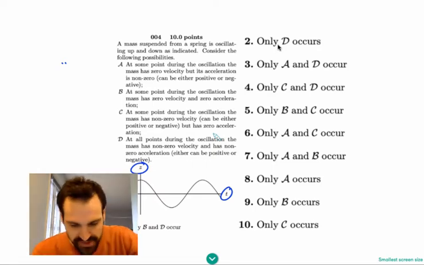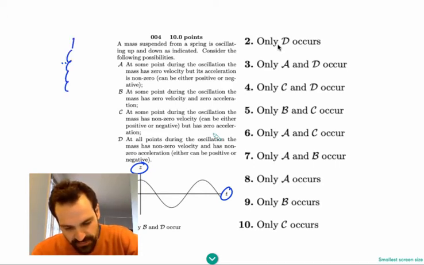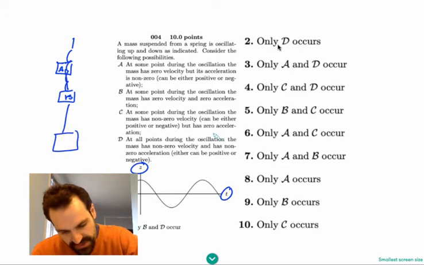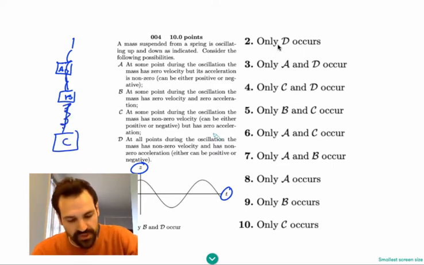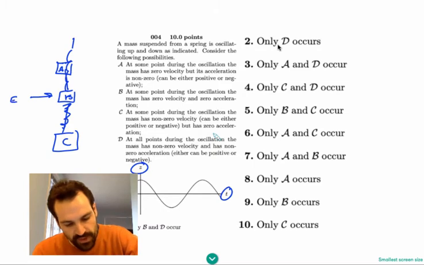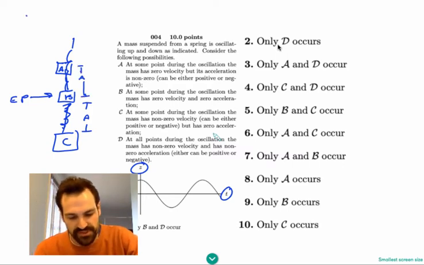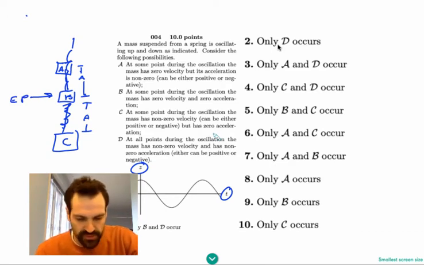So now I'm going to look at the question. A mass suspended from a spring is oscillating vertically up and down. So we have a mass on a spring oscillating back and forth between positions A, B, and C, where B is your equilibrium point, C is max amplitude, and A is max amplitude in the opposite direction. At some point during the oscillation, the mass has 0 velocity, but acceleration is non-zero, can be positive or negative.